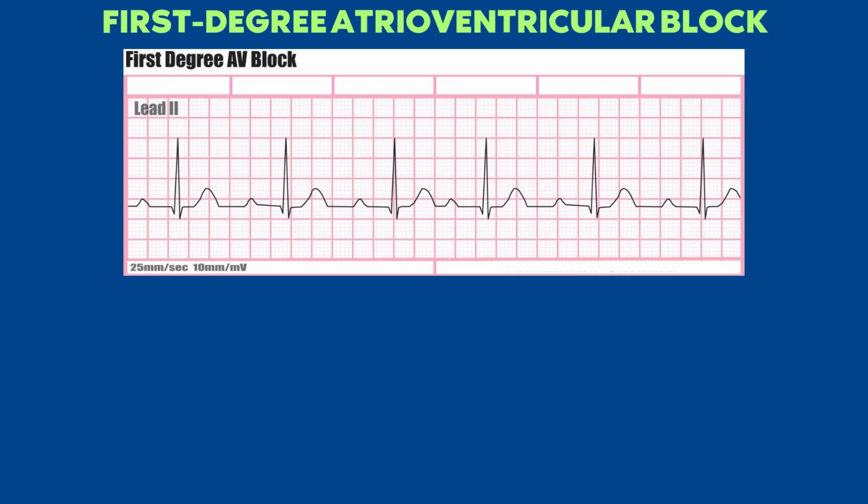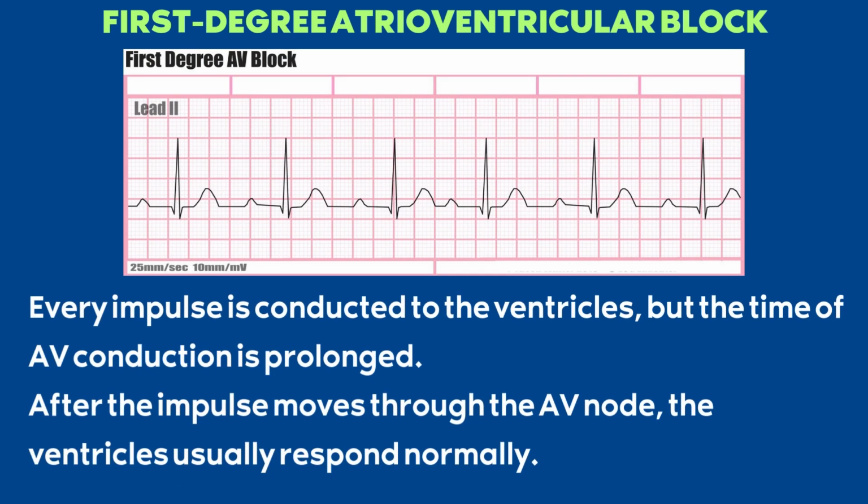In first-degree heart block, every impulse is conducted to the ventricles, but the time of AV conduction is prolonged. After the impulse moves through the AV node, the ventricles usually respond normally. First-degree AV block is really a conduction delay rather than a block. Every impulse is conducted to the ventricles but in a delayed manner.